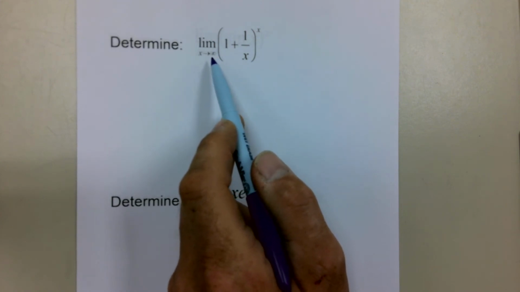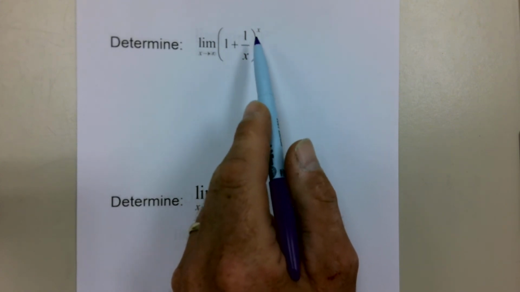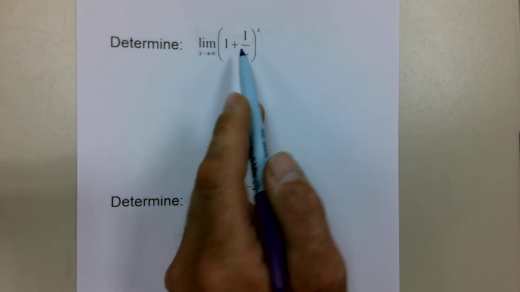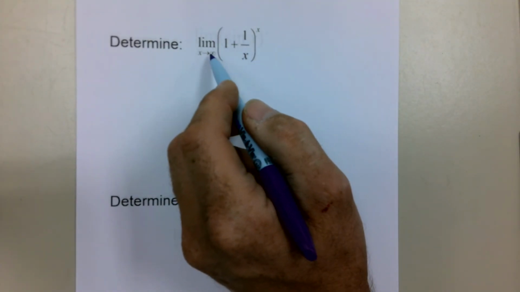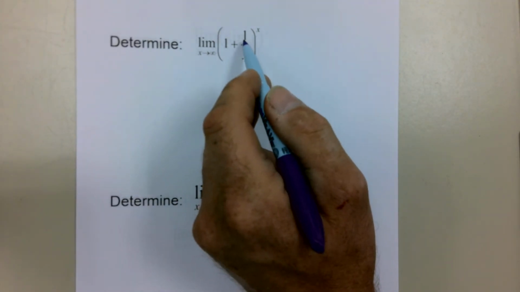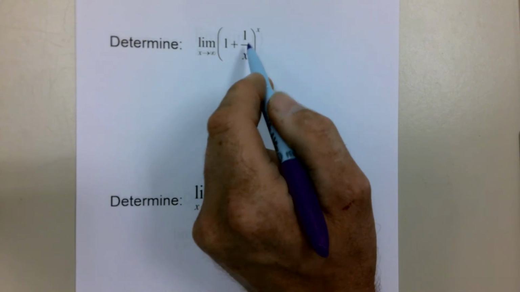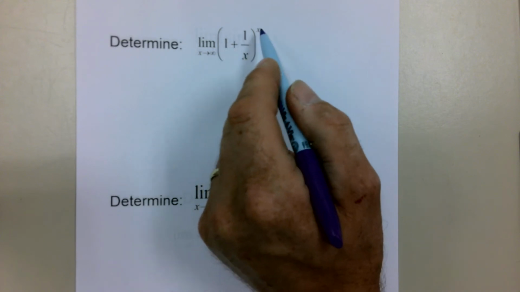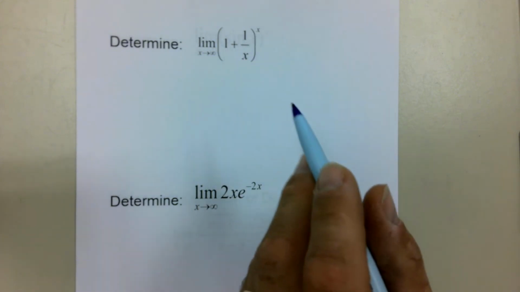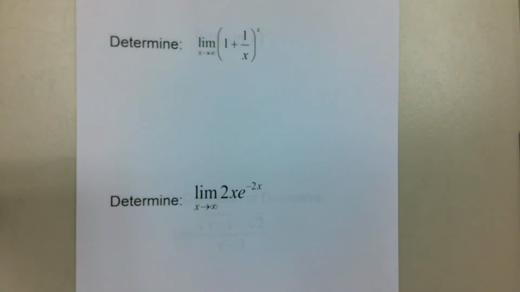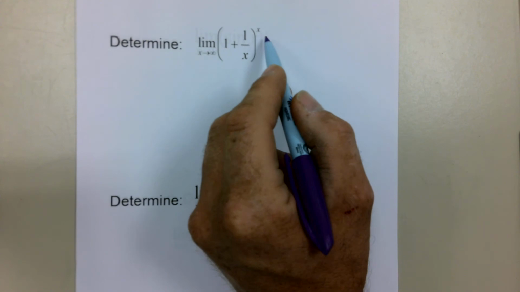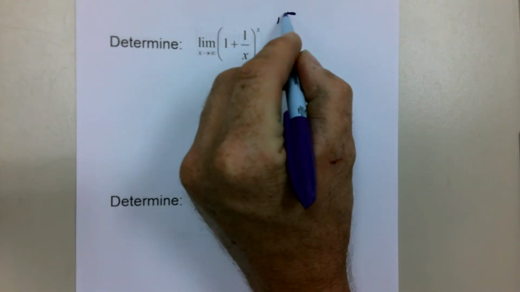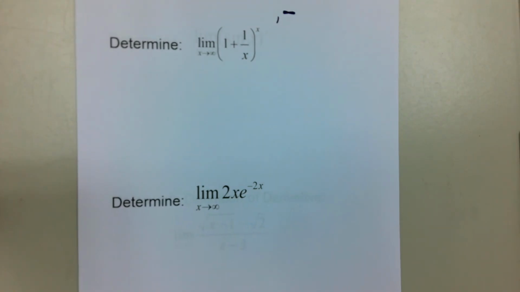Here we have an interesting one. Limit as x goes to infinity of (1 plus 1 over x) to the x. As I plug infinity in, or a larger and larger number, here we get 1 over infinity, so that's going to go to 0 as x gets larger and larger and larger. So I have 1 to the infinity, which is going to be an indeterminate form.